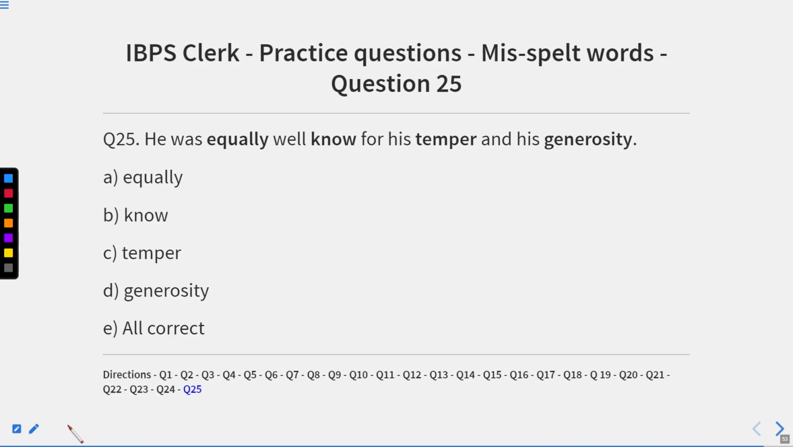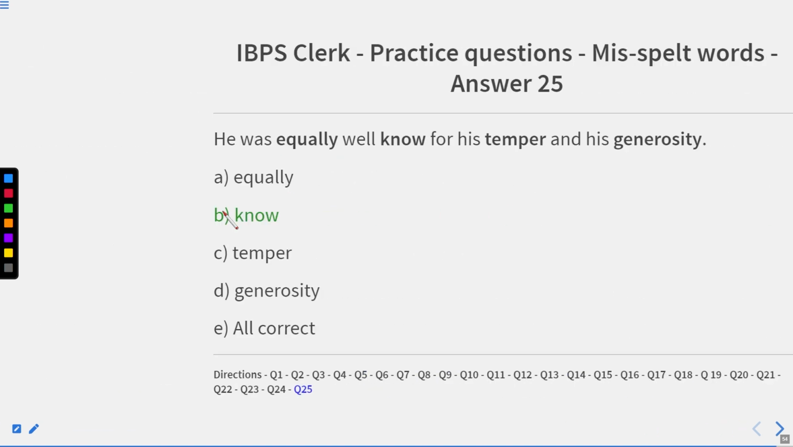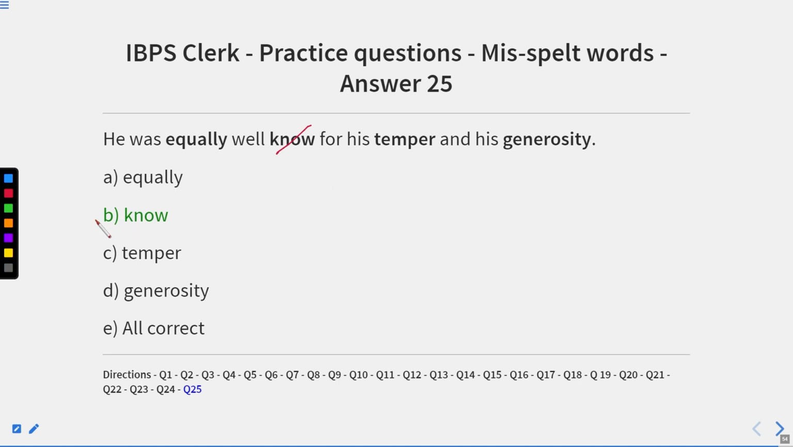Now this is question number 25. He was equally well known for his temper and generosity. Now if we look at this question carefully, we have the word know. Know means to have an idea about something. He was equally well known. Now if we talk about the correct phrase, it should be known, not know. So this is the correct answer, because this word is incorrectly written over here.